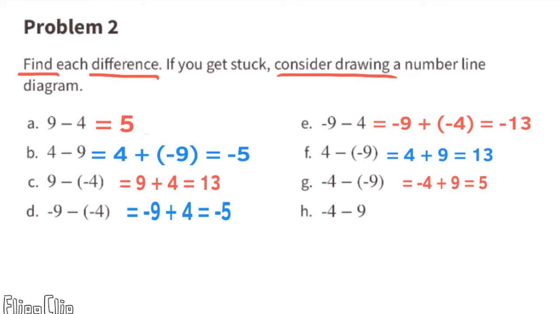H, negative 4 minus 9. That's like negative 4 plus minus 9, or negative 4 and negative 9. And that equals a total of negative 13.